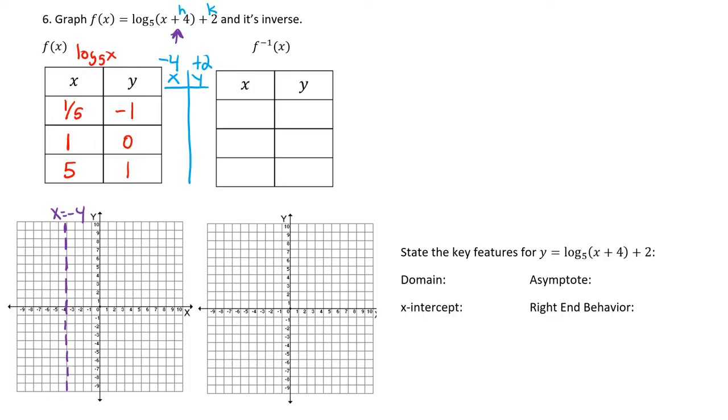So now I need to go ahead and do a calculation. I'm going to do 1/5 in my calculator minus 4. I'm going to get myself -3.8. Then I'm going to do 1 minus 4. I'm going to get -3. And then 5 minus 4 is 1. Now I'm going to deal with the y's. I have -1 plus 2.